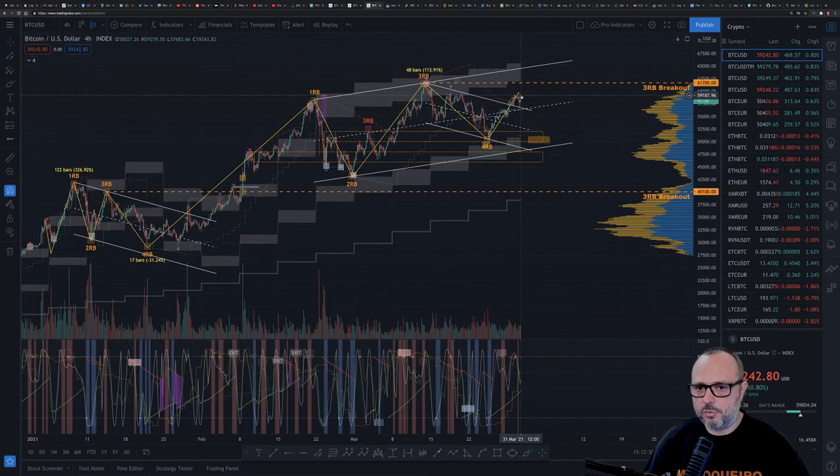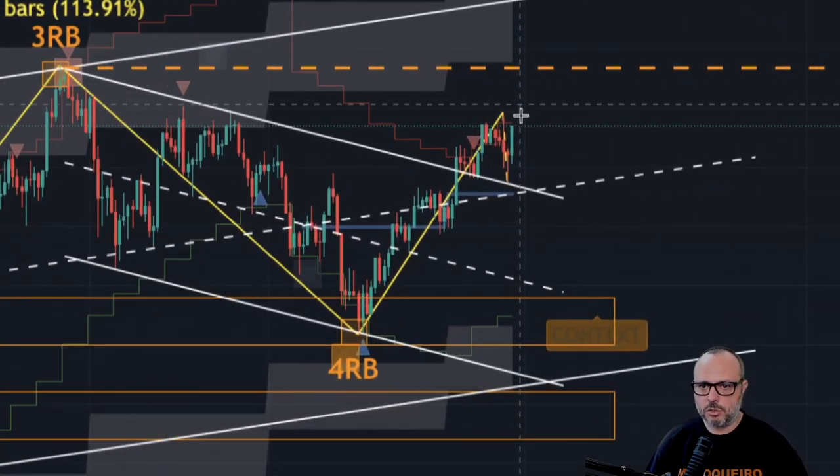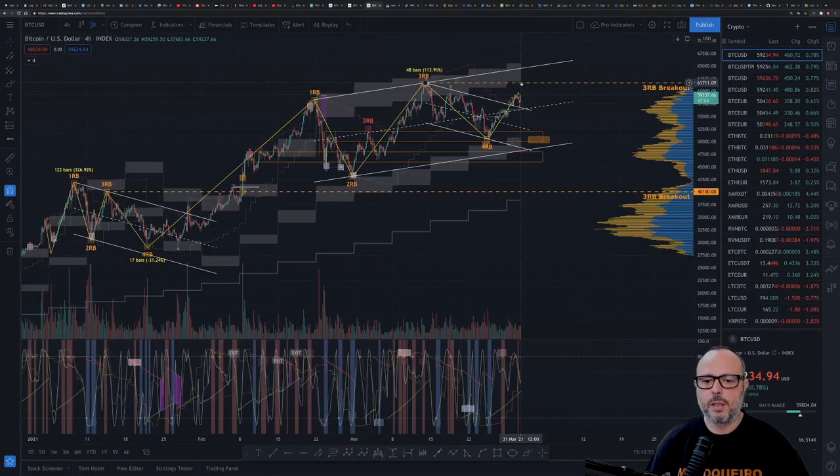So if we want to see new all-time highs, we have to go to the third range boundary level, which would be 61.5, and then cross it. And this distance here, the distance between the current price action where we are right now and this dashed orange line, is precisely the resistance we have to break to see new all-time highs.